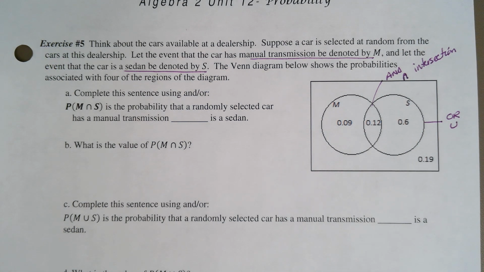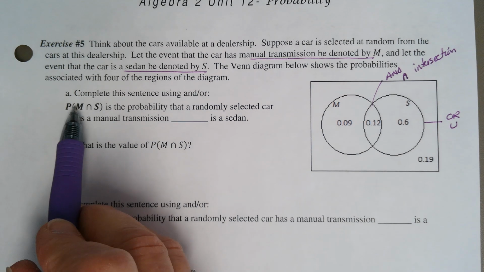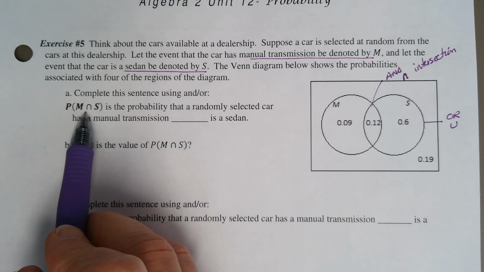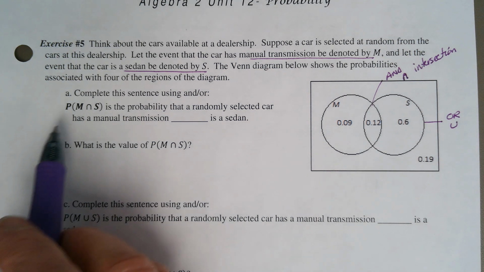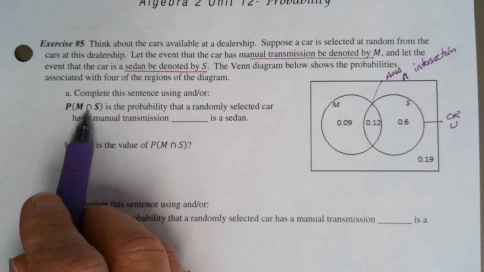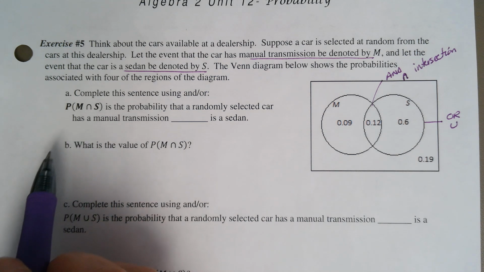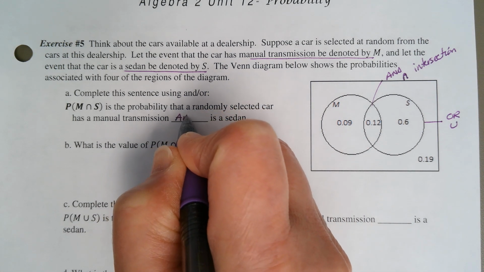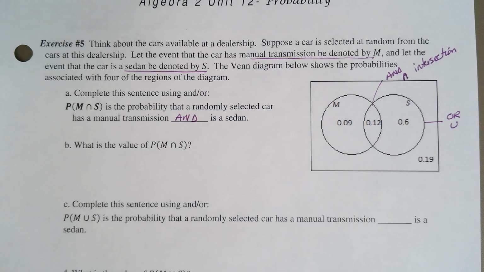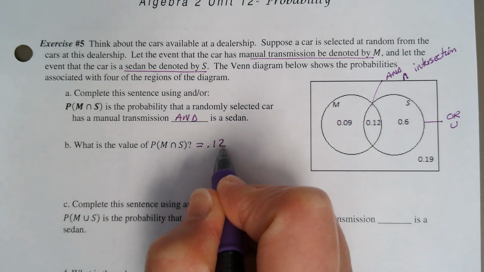Complete this sentence using and or. Probability of M and S is the probability that a randomly selected car has a manual transmission and is a sedan. What is the value of the probability of M and S? That's our intersection. That's equal to 0.12.